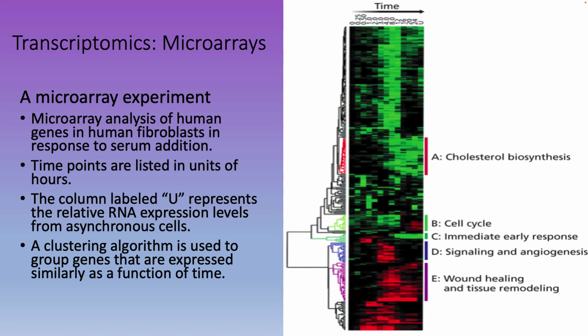So this was one of the ways that we could start to understand how transcription was happening to a lot of different genes all at one time. qPCR was targeting just a handful. Microarrays allowed us to target thousands of genes in different cases.